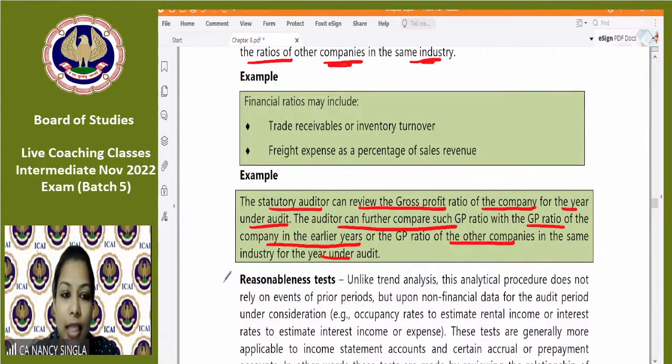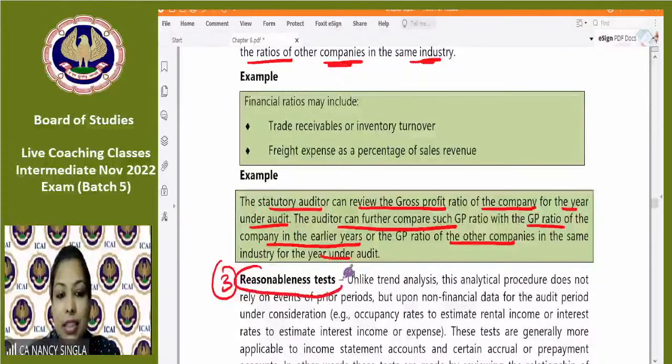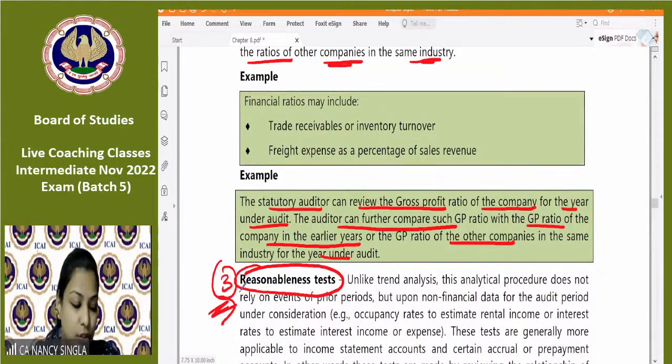Hana? Third is what? Reasonableness test. बहुत simple है ये techniques. Reasonableness test. And students, you'll be surprised to know that you have all already covered reasonableness test. When we started our chapter, we took the example of number of employees multiplied by the salary per employee. We considered what? Financial and non-financial data. And we saw whether it is fair enough, whatever is coming in the P&L. So that is nothing but what? Reasonableness test. What is reasonable? Fair enough.